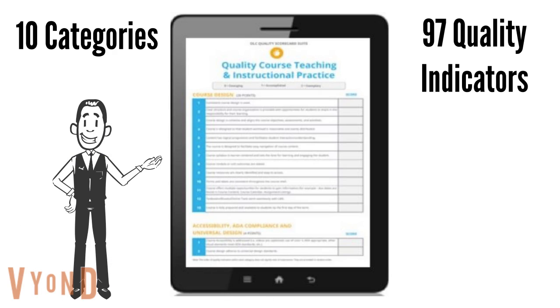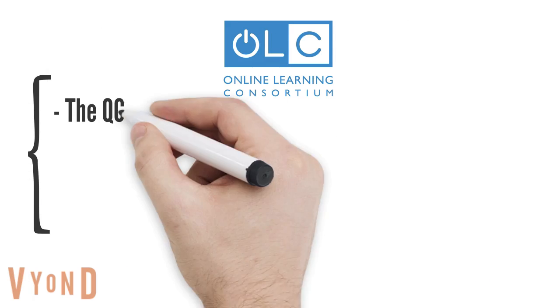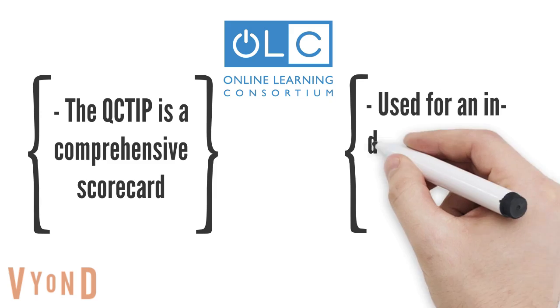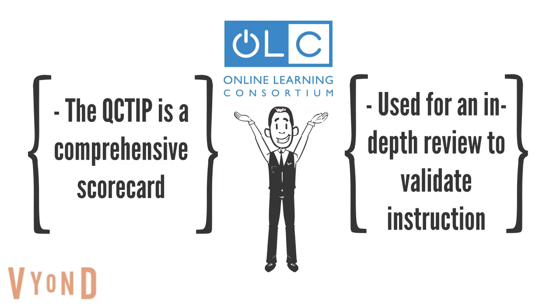To dive deeper into the course, the Quality Course Teaching and Instructional Practice, or QTIP, scorecard was used to score the 97 quality indicators listed within the 10 different categories. According to the Online Learning Consortium, the Quality Course Teaching and Instructional Practice scorecard is a comprehensive scorecard which can be used for an in-depth review to validate instruction practices as compared to quality standards identified by experts.